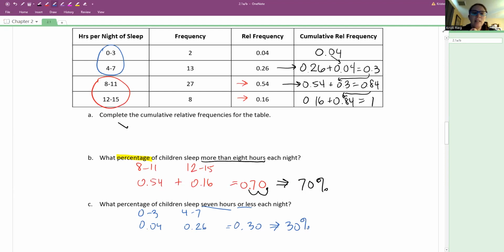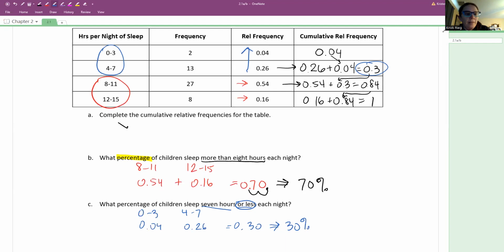Few things happening in here that could shortcut us to the answer that maybe you saw or maybe you didn't see. Number 1, the "or less" is exactly what cumulative is talking about. It's everything from where we are and everything before. So 7 hours and everything before, well, we already did that. So we could have just gone straight to the table and taken that number because of the "or less" part.